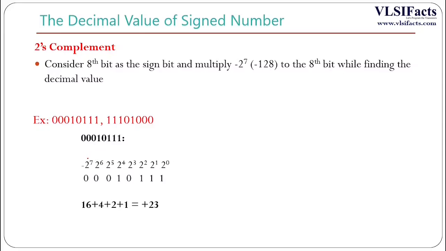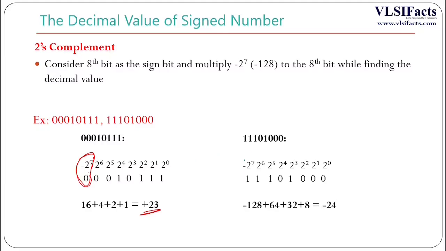In case of the first example, again minus 2 to the power 7 is multiplied with the sign bit, which is the 8th bit. Since that is 0, this multiplication will become 0. So the final decimal value will be plus 23. For the second example, we can see that minus 2 to the power 7 is multiplied with 1, similar to the 1's complement method. However, here we found that the result is minus 24, and unlike the 1's complement method, we will not add 1 to this, and the final result will be minus 24 in this case.